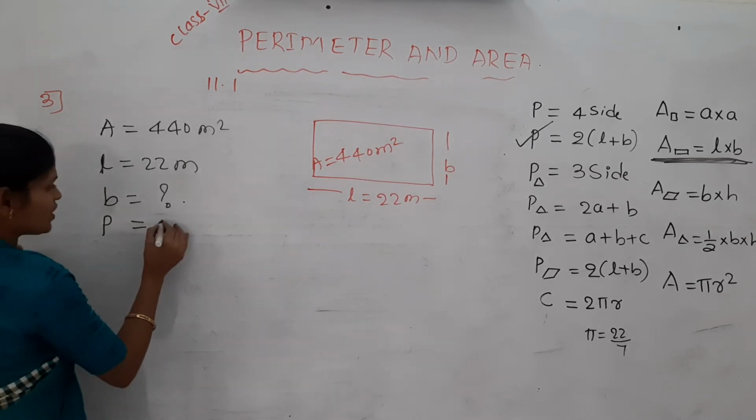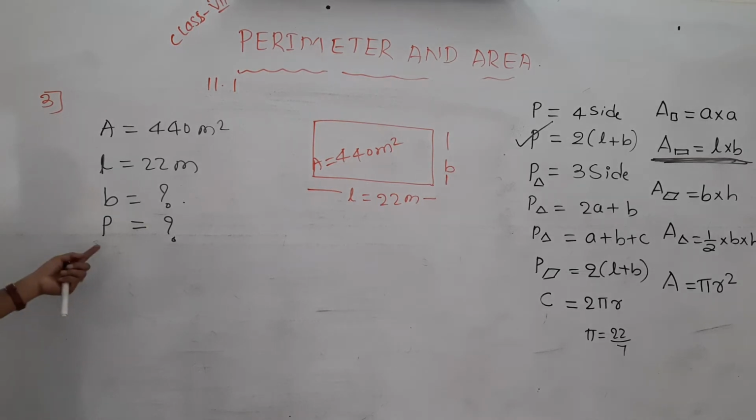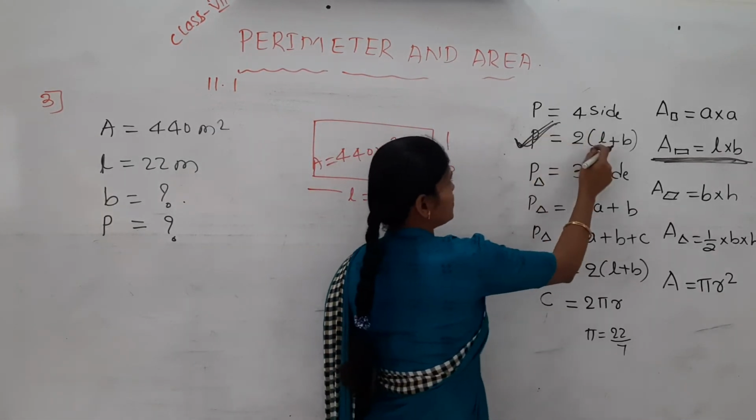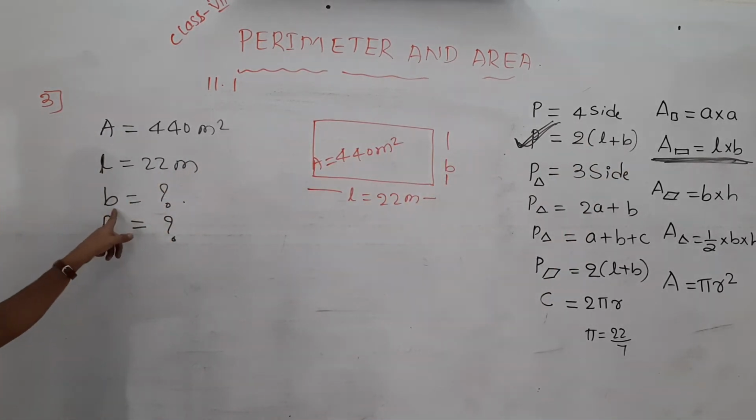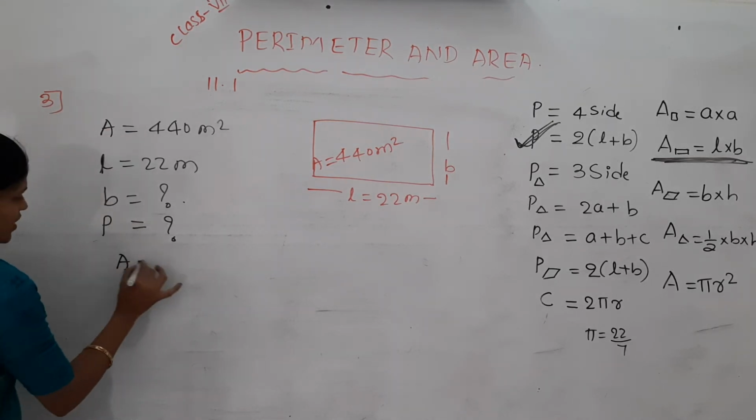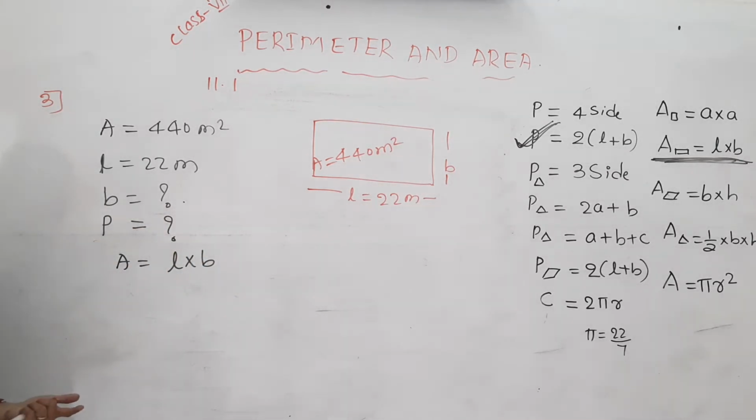So perimeter is 2 times of L plus B. Perimeter of the rectangle is what? 2 times of L plus B. You know the length, you got the breadth, then you can find the perimeter. So first, if you know the area of a rectangle, can you find the breadth of the rectangle? Yes, it is possible.